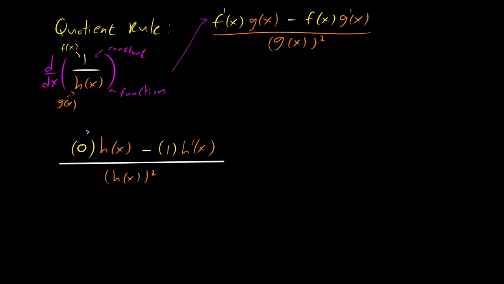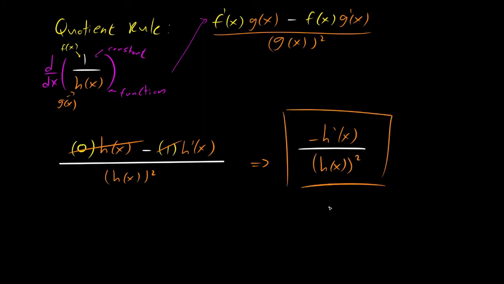So let's just simplify it. 0 times h of x is just 0, so this entire thing can cancel out. And 1 times h prime of x is just h prime of x, so this kind of disappears as well. So our final formula is negative h prime of x all over h of x squared. And that is the reciprocal rule formula.